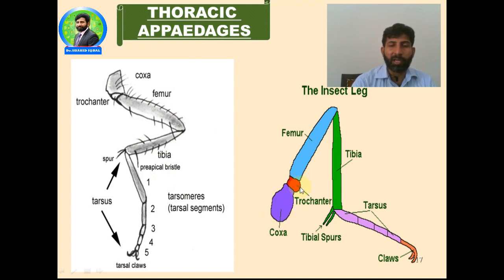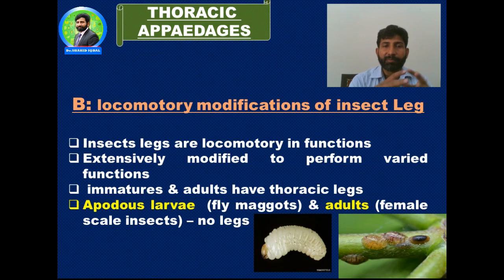This is a trochanter, which is present between the femur and the coxa. This is the tibia, these are the tibial spurs, and this is a tarsus, and the last one is the claws. This is the structure of a typical insect leg. You can now familiarize yourself with the coxa, trochanter, femur, tibia, spur, peritarsus, tarsus and claws, and we will discuss their function in a later section.